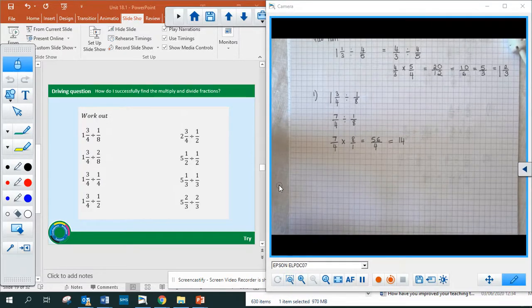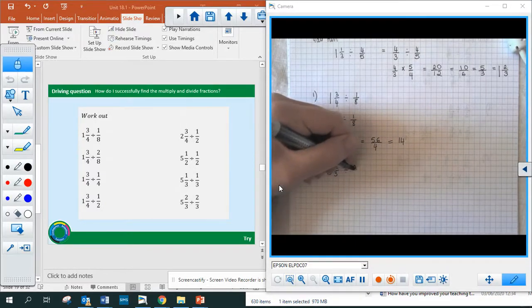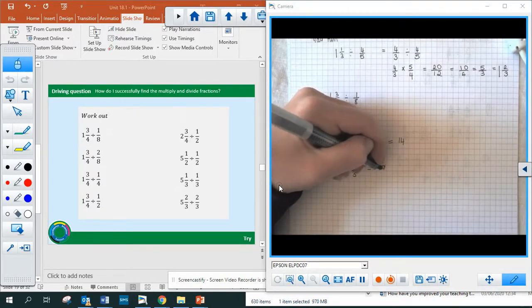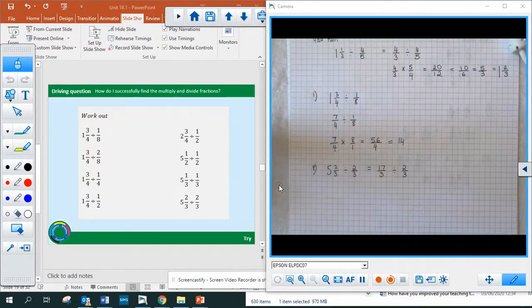The next one I'll do the very last question there as well then. So how many have we got? So that would have been question 8. So 5 2/3 divided by 2/3. First thing I'm going to do, convert my mixed number to an improper fraction. 5 times 3 is 15, plus 2 is 17. 17/3 divided by 2/3 is what I'm dealing with.